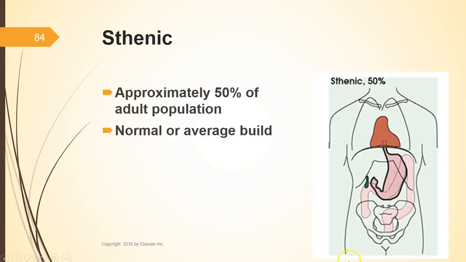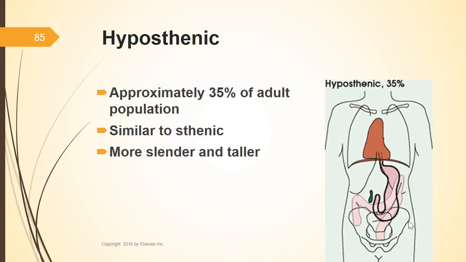Okay, this image right here, just so you know, means this is the chest, there's the heart, this is the diaphragm, intestines, pelvis, this is the gallbladder, and then there's the stomach. I'm going to put all 4 of them together at the end and I'll discuss the differences. Hyposthenic, you need to know that they are about 35% of the population, very similar to sthenic, but they're more slender and tall. And this is called also the normal or average. With the hyposthenic and sthenic, they account for about 85% of the population of adults.